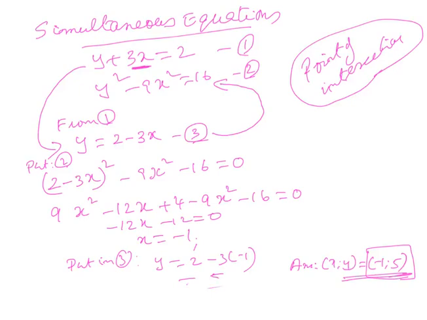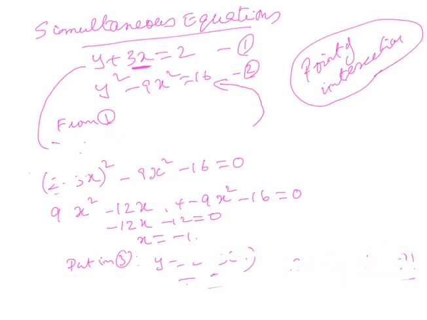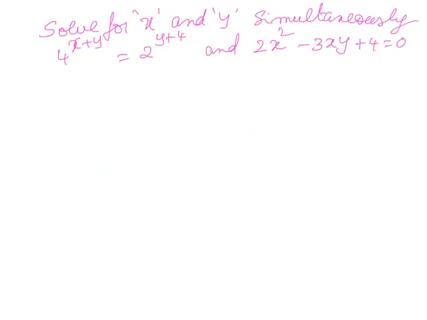Now let me try another question on simultaneous equations that connects exponents as well. The question is: solve for x and y simultaneously. 4 to the power of x plus y is equal to 2 to the power of y plus 4, and 2x squared minus 3xy plus 4 is equal to 0. As you can see, x and y are in exponents.